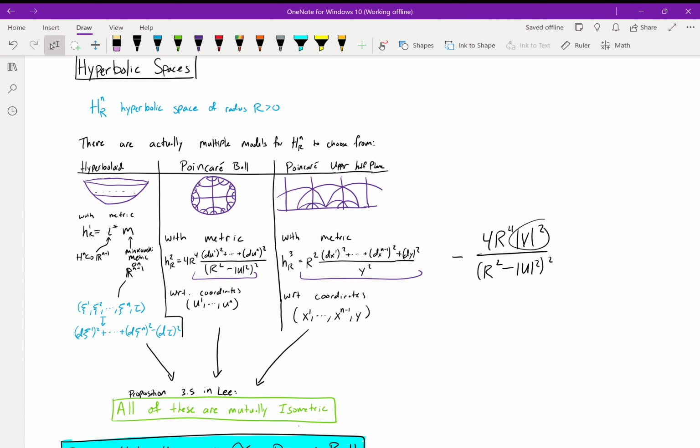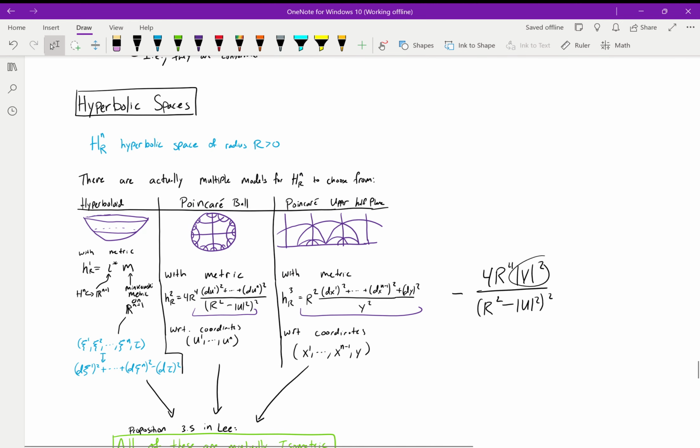Are there any other models people use? I was actually looking at Wikipedia earlier, and there were other models. I unfortunately do not remember what they are off the top of my head, but there is a Wikipedia page that has a list of all these hyperbolic models you can choose from. Something we'll get to eventually.